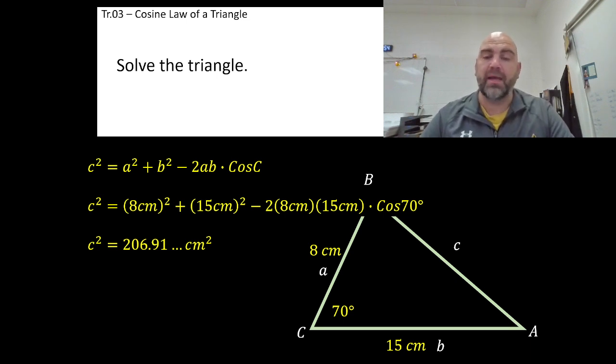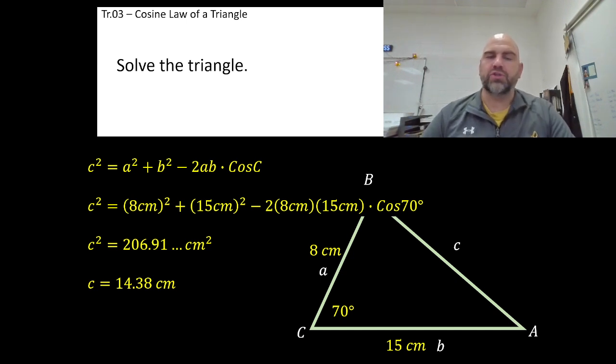It can't be super big. And so we have to take the square root, just like Pythagorean theorem. And when we take the square root of c squared and the square root of the number, we're going to get a side length of 14.38 centimeters.